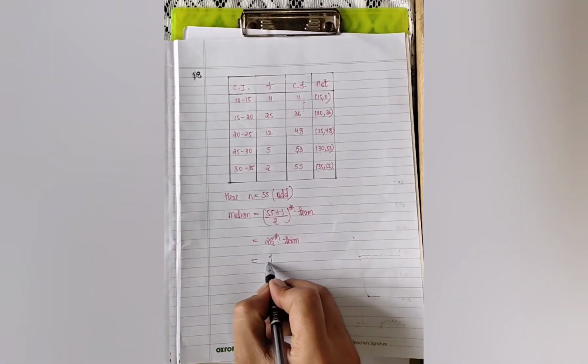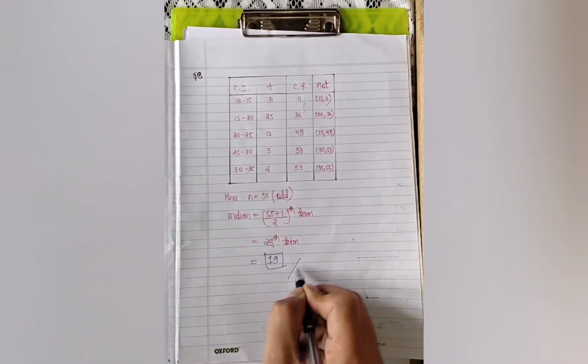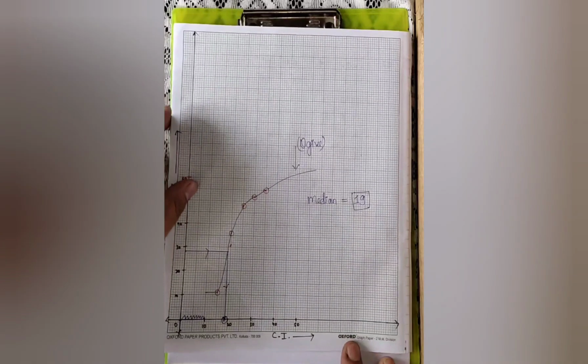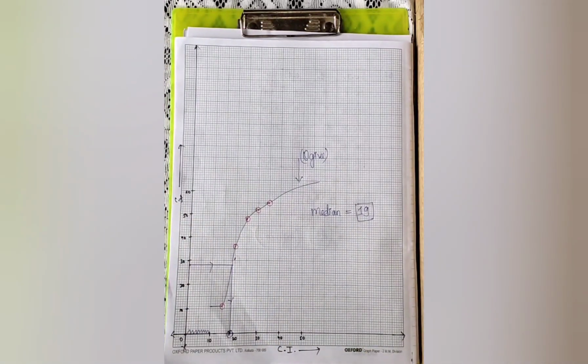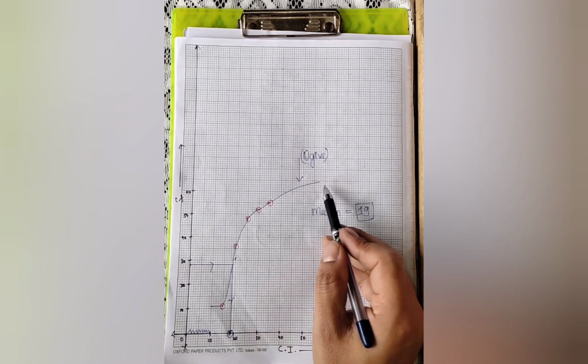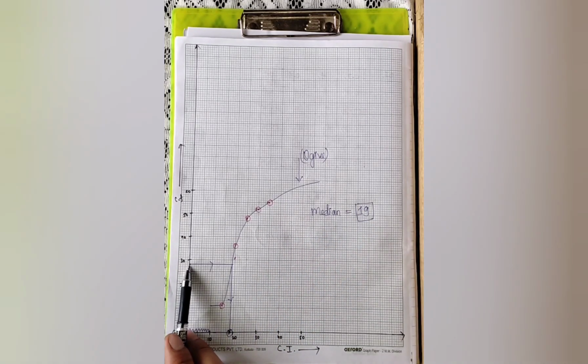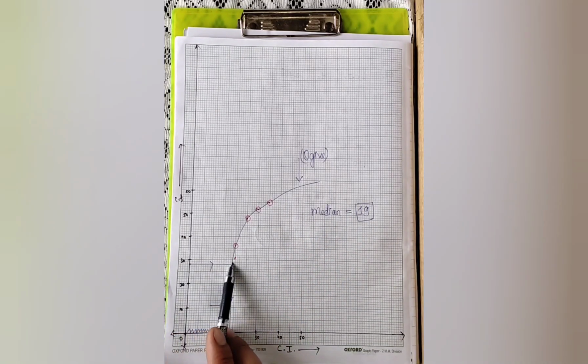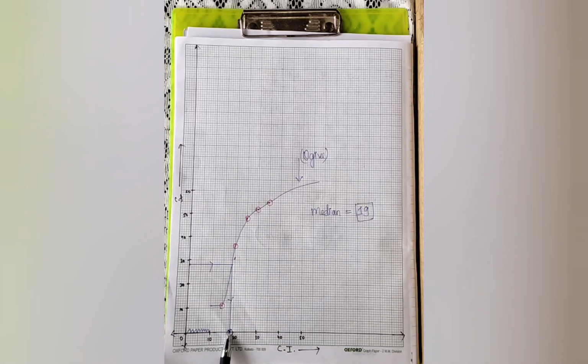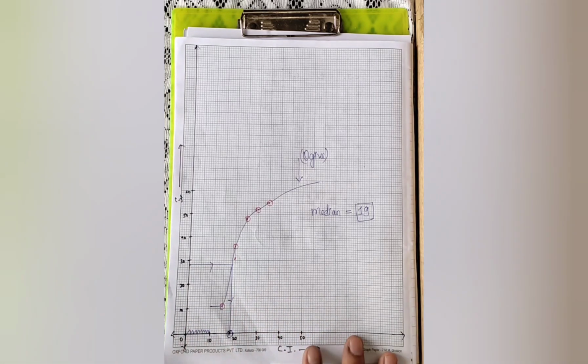And please do it in this way. Plot the points, draw the ogive, and then from CF, what was the point? 28. From 28 draw a perpendicular, drop it down, this is going to be the median. So this is how you find the median for tabulated data, especially by using the ogive. This is very important for your ICSE also.